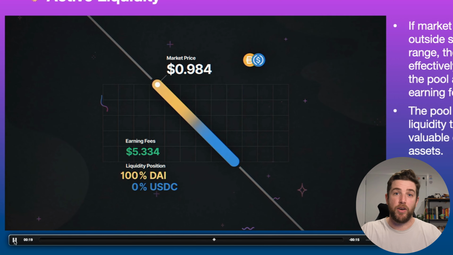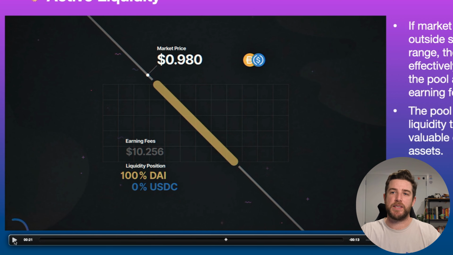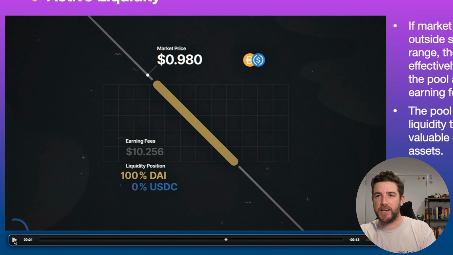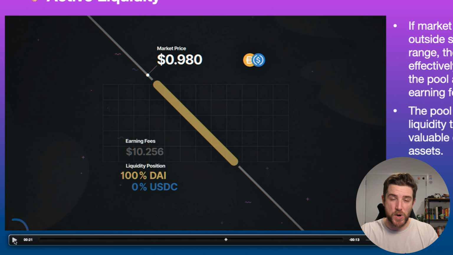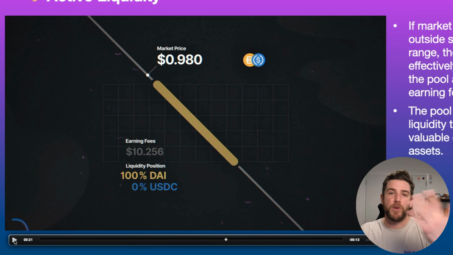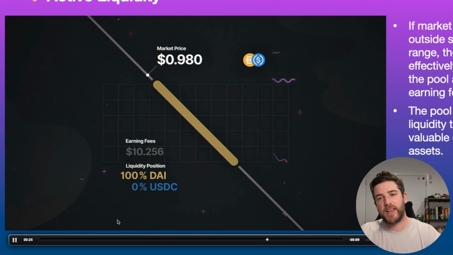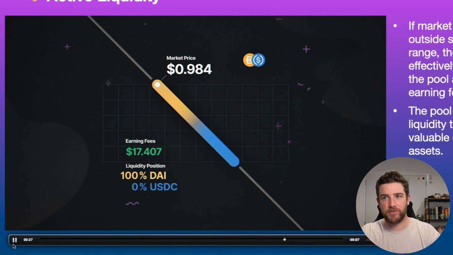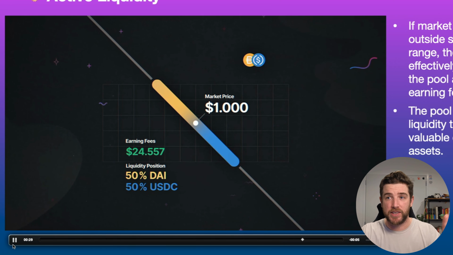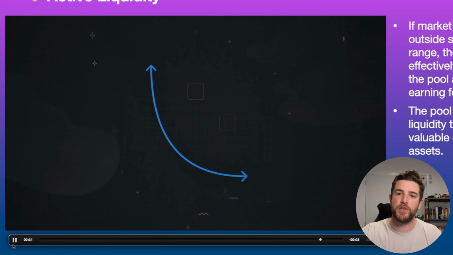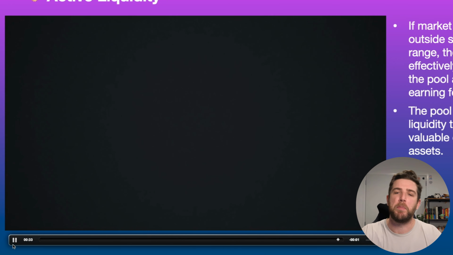And now if we are on the other side of the range, you can see that each DAI is now trading at 0.98 USDC, so USDC is more expensive. So we have our position 100% in DAI, and that is active liquidity. When the price starts going back in range again, we start earning fees again, and we have our position distributed based on the position on the curve.